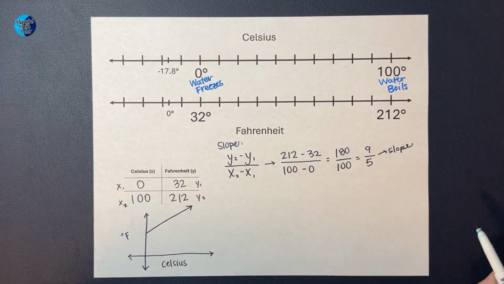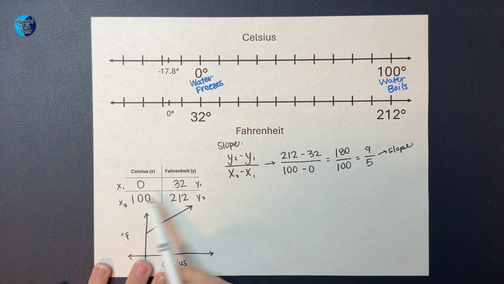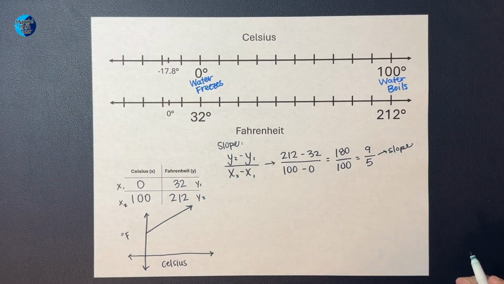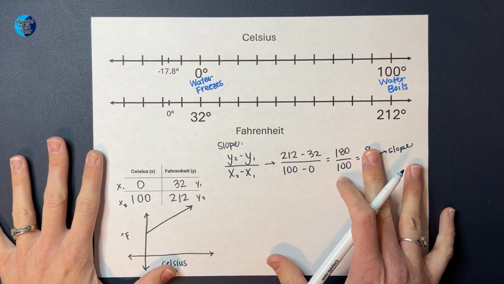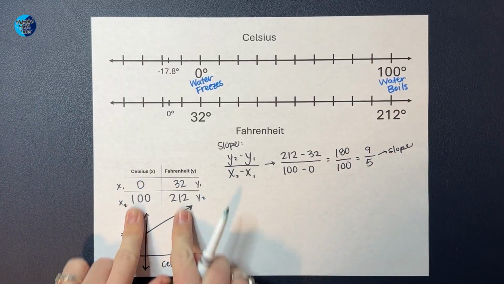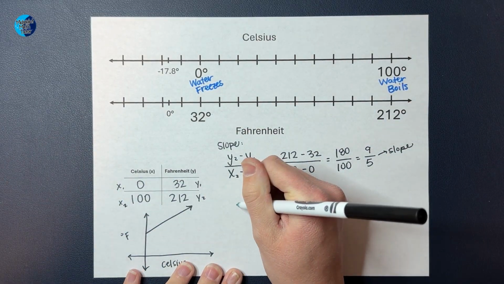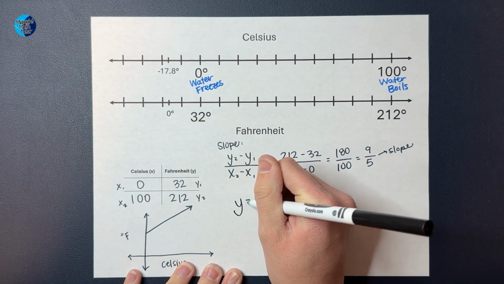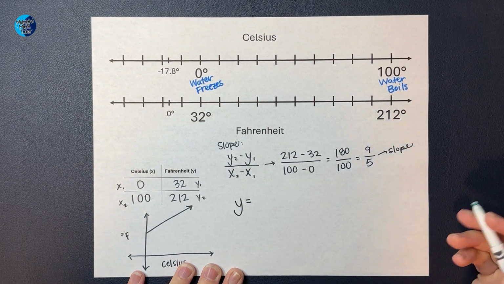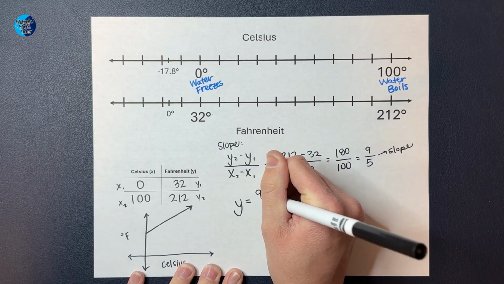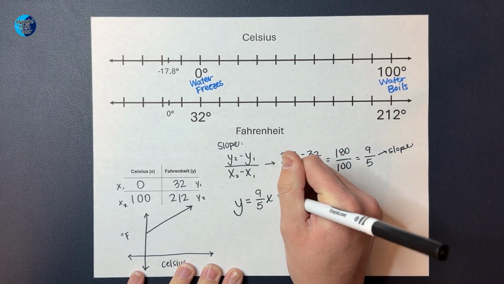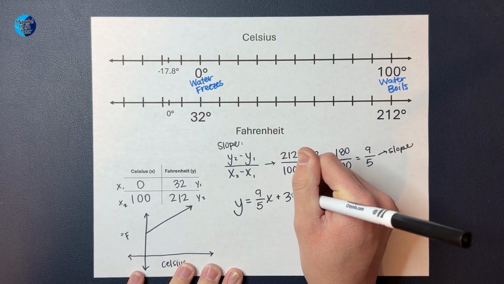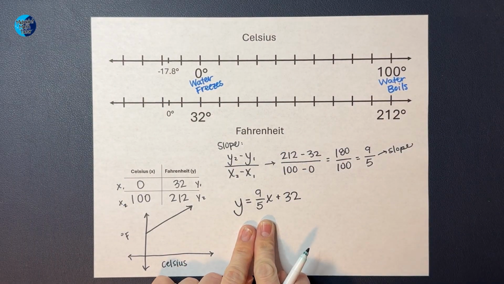Now, what is my y-intercept? Well, we have it right here, right? It's that 0, 32. So if I were writing the equation for a line that goes through these 2 points in slope-intercept form, I would say y equals the slope 9/5 x plus the y-intercept, so 32. That would be the equation of this line, right?